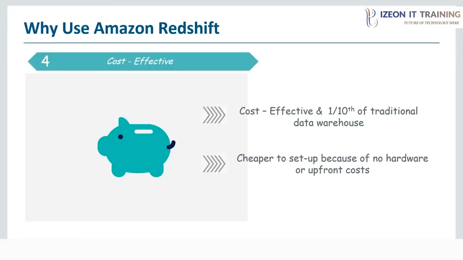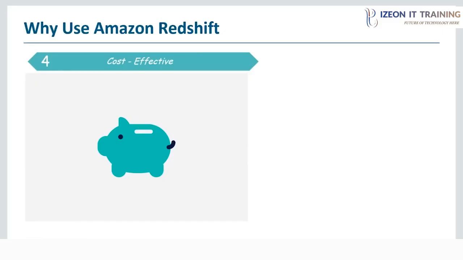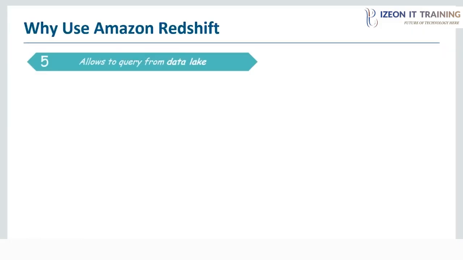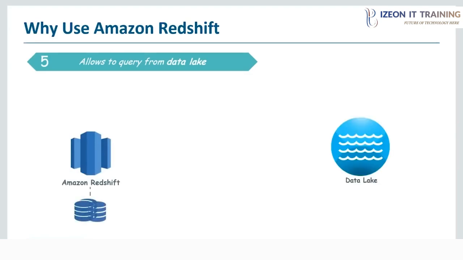So Amazon Redshift is most cost effective and it costs 1/10 of a traditional data warehouse. You can start small for just $0.25 per hour without any commitments, and you can gradually scale up later if you need. In addition to all those advantages, Amazon Redshift allows you to query data from Data Lake.